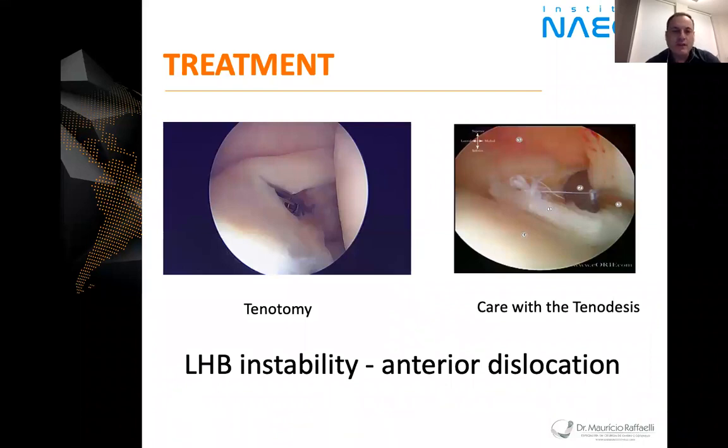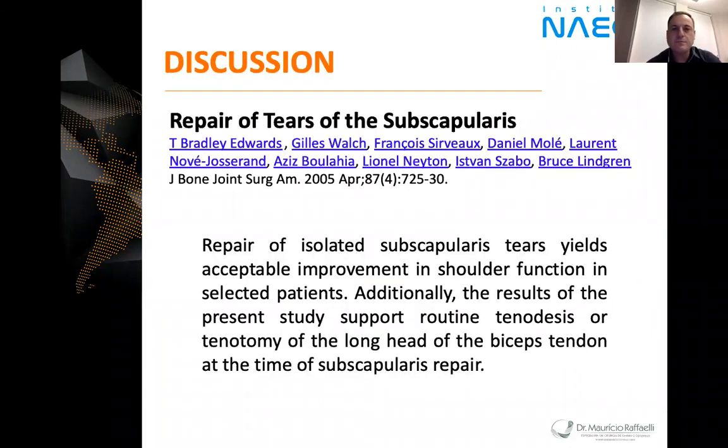Very often, the tendon of the long head of the biceps is involved in the lesion of the subscapularis and must be treated together, with tenodesis or tenotomy. You must evaluate the quality of the tendon to decide the best procedure and the best place to perform the tenodesis. This article showed better results in the repair of the subscapularis when the pathology of the long head of the biceps is treated concurrently.